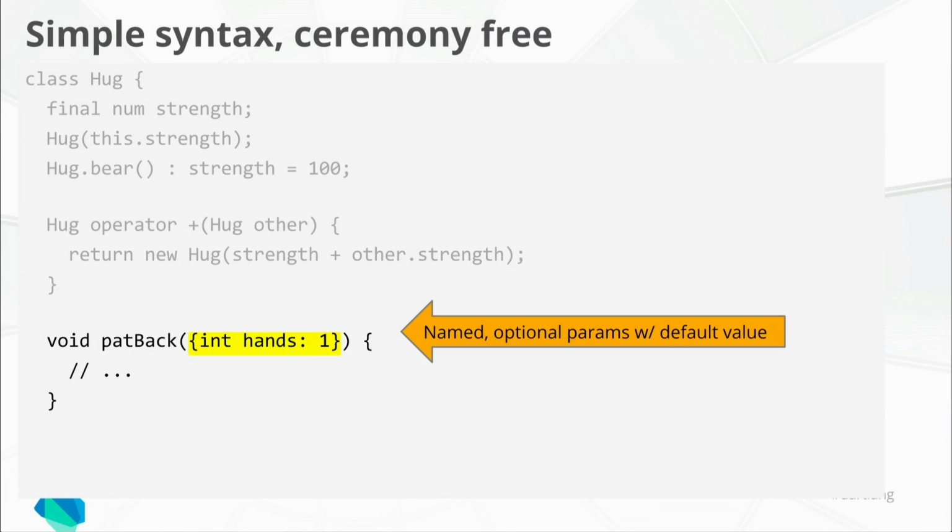Named optional parameters, another one of my favorite features here. So the curly braces here turn on a couple things. First, this becomes an optional parameter, so you can or cannot pass in a parameter there. It's named in that I understand what this number is, so hands, and I get a default value of 1. So again, features that normal scripting languages have, Dart has as well.